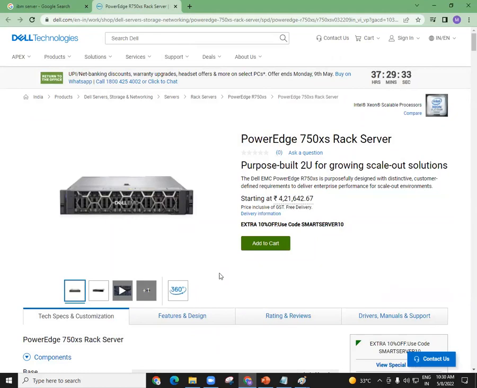Now what we need to see carefully here is this amount. How much is it? 4,21,000 rupees. That means this server will cost you 4,21,000 rupees. That is the cost of your physical server. Now it depends on the configuration actually. Every server is not 4 lakh rupees. Some servers can be 1,30,000 rupees. Some servers can be even 12 lakh rupees or 15 lakh rupees. It depends on the hardware configuration of your server.